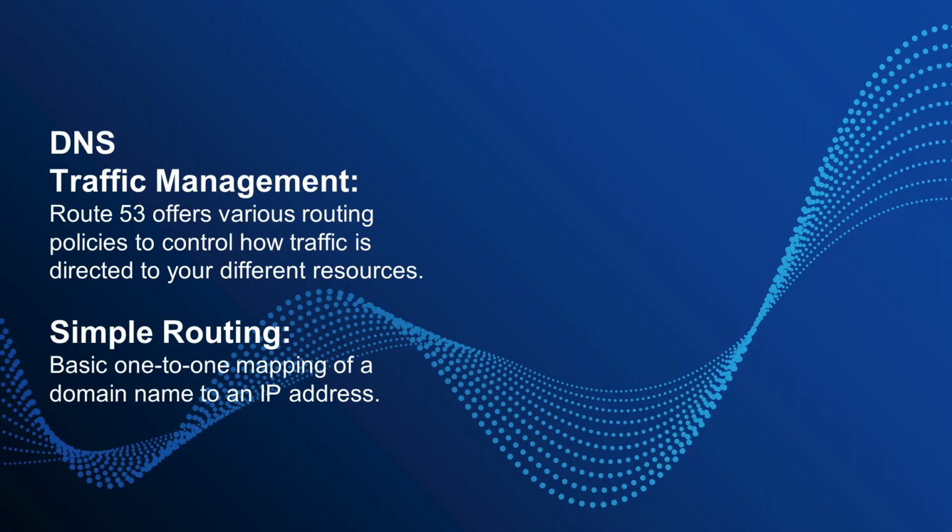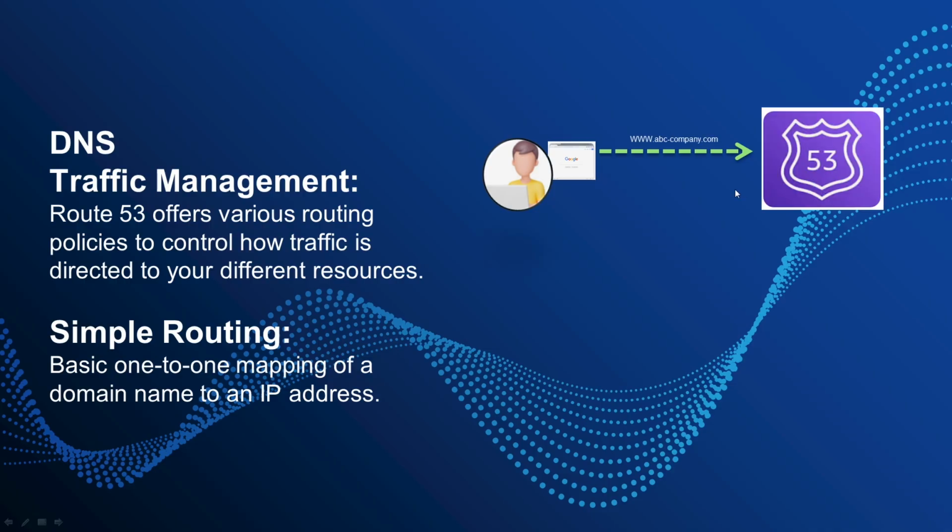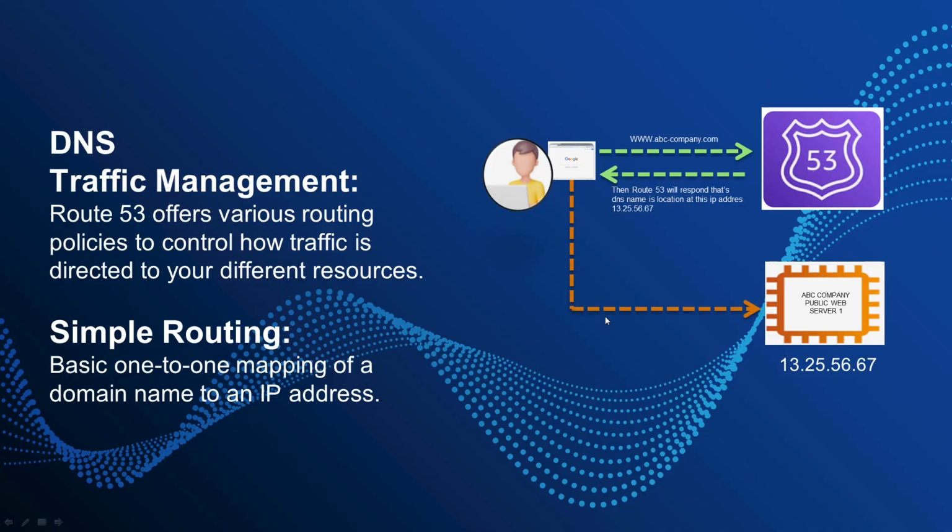It handles the DNS traffic management. It supports various routing policies and controls how traffic is directed to your different resources. For example, the user wants to go to our website. Okay, he will type www.abccompany.com or .org, and then Route 53 will check its phone book for the IP address and send it back to the browser, and the browser will find a way to go to the web server.